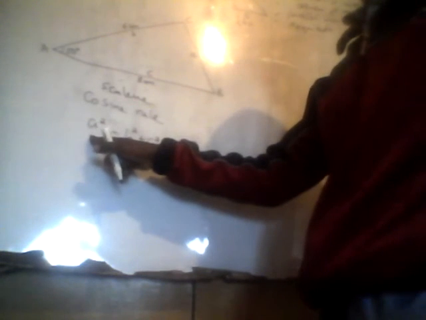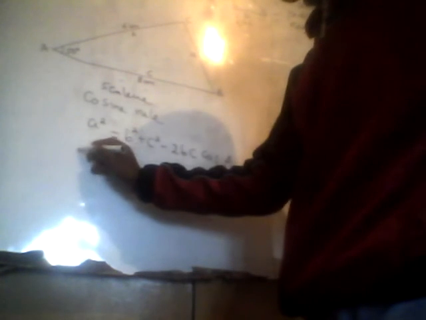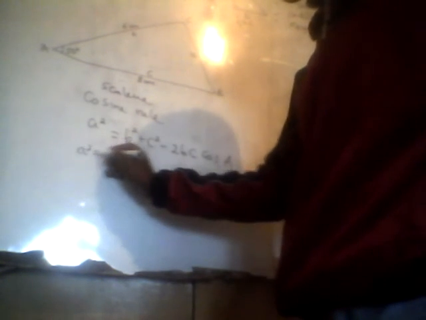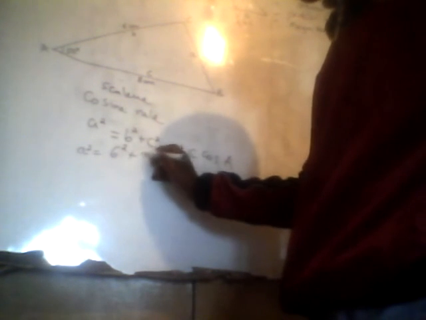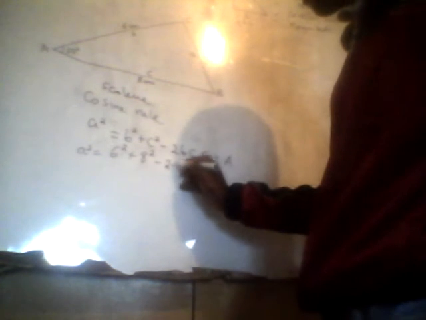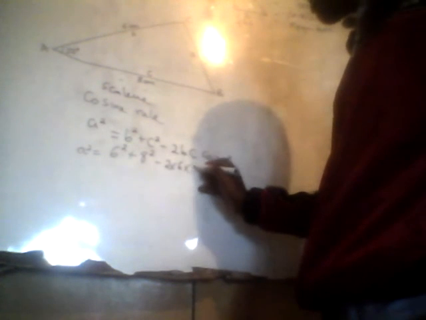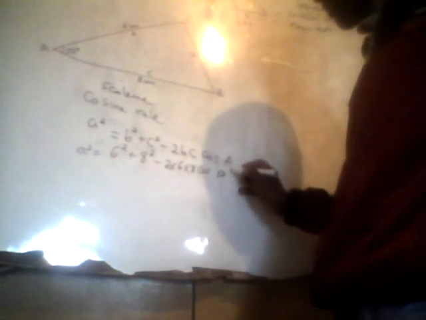Now, if that becomes the case, our A squared, what is the value of A? So you just say A squared is equal to, what is B? 6 squared. What is C? 8 squared, minus 2 times B, 6, times C, 8, cos what is the angle? 50. So you say cos 50 degrees.